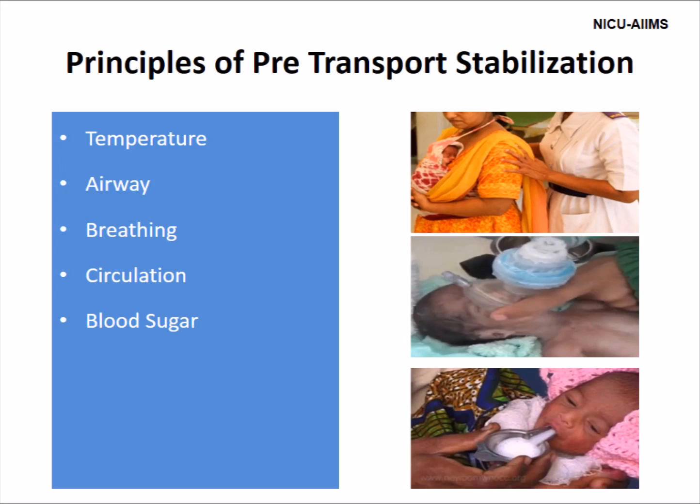Blood sugar. Check blood sugar with glucometer. If blood glucose is less than 40 milligrams per deciliter, give 2 milliliters per kg of 10% dextrose through intravenous line. Check patency of intravenous cannula and start IV fluids.